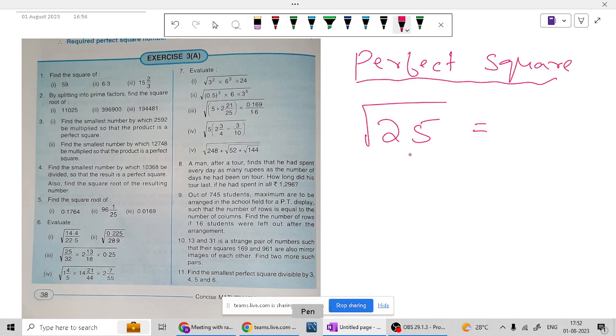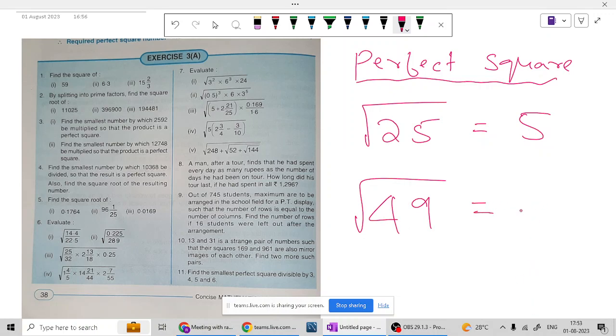What is the square root of 25? It is 5. So 25 is a perfect square. We call these perfect square numbers, whichever numbers give you perfect square values. What about 49? Is it a perfect square or not?